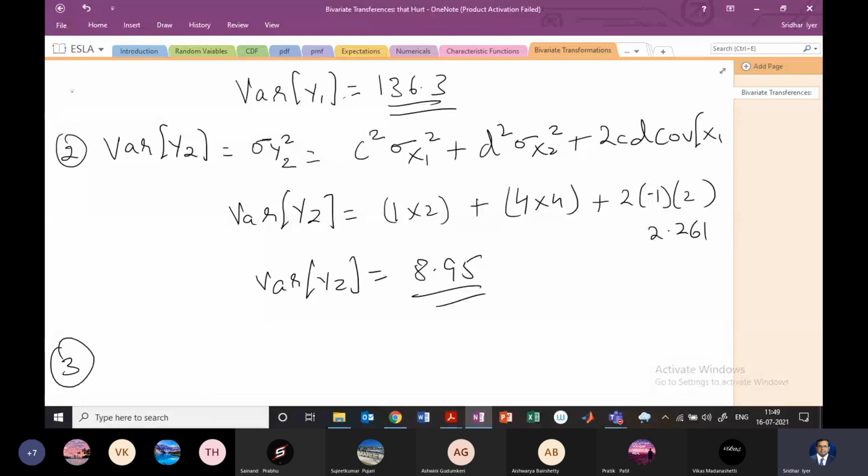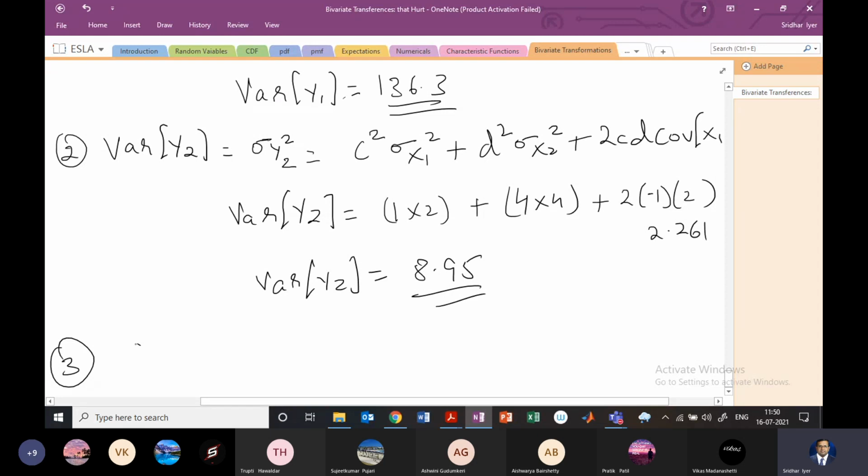Anyone else with that value? Yes, sir, 8.96. Yeah, okay, that's fine because we would have made some approximation in the covariance value. So a decimal approximation after 2 or 3 terms is fine, but the original value before the decimal and the first term after the decimal should be the same. So around 8.9, right? Okay.